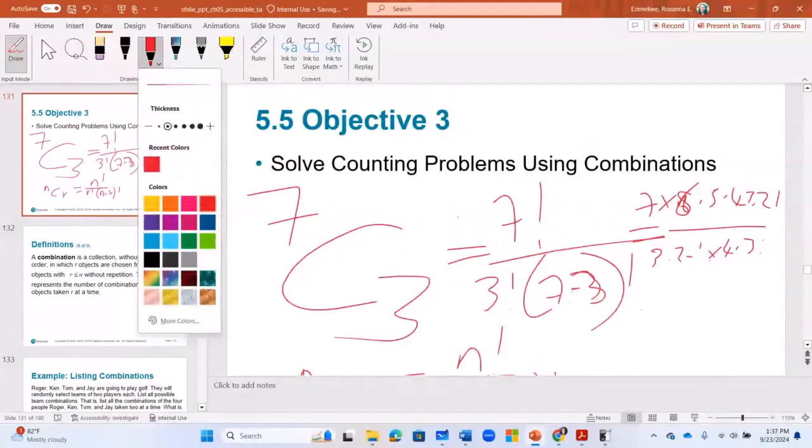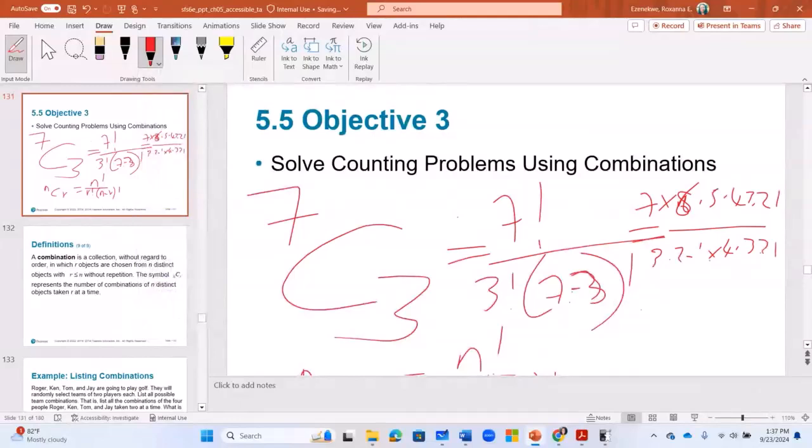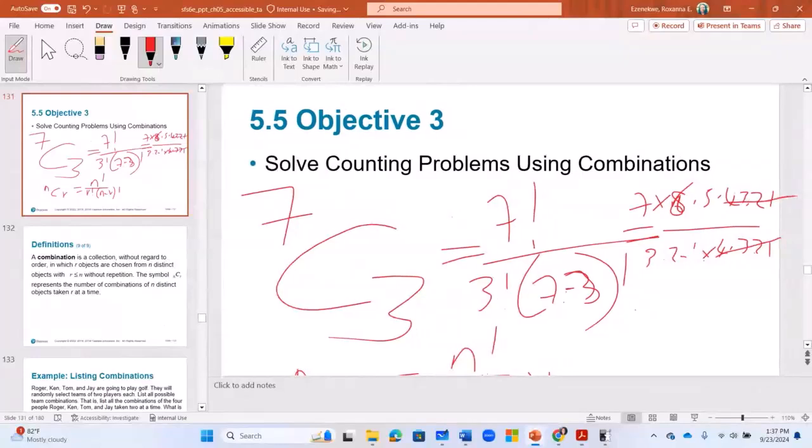Times 2 times 1. All right, if I cancel from here to here, I now have 3 and 2. 3 times 2 is 6, so this and this will go. Therefore, my 7 combination 3 will end up being 7 times 5, which is 35. So there are 35 different ways I can choose 3 shoes out of 7 to give to charity. There are 35 different ways.